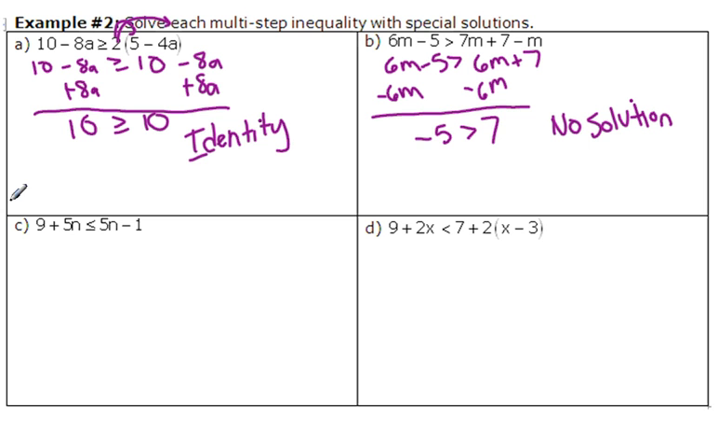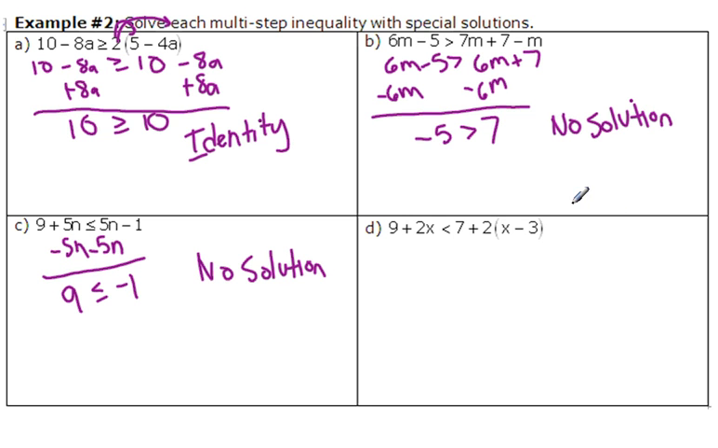So let's look at the other examples. This one, I don't have the distributive property and I can't combine any like terms, but I have variables on both sides. So I'm going to move the 5n over by subtracting 5n on both sides. So here I have 9 is less than or equal to negative 1. Well, is 9 less than or equal to negative 1? No, 9 is bigger than negative 1. So this has no solution.